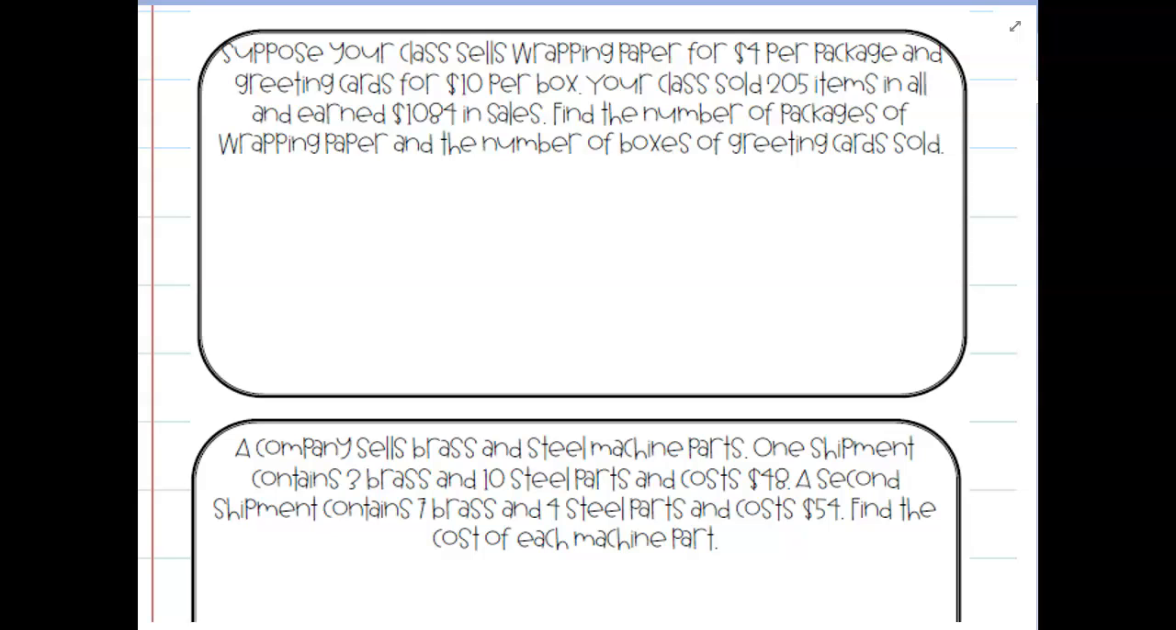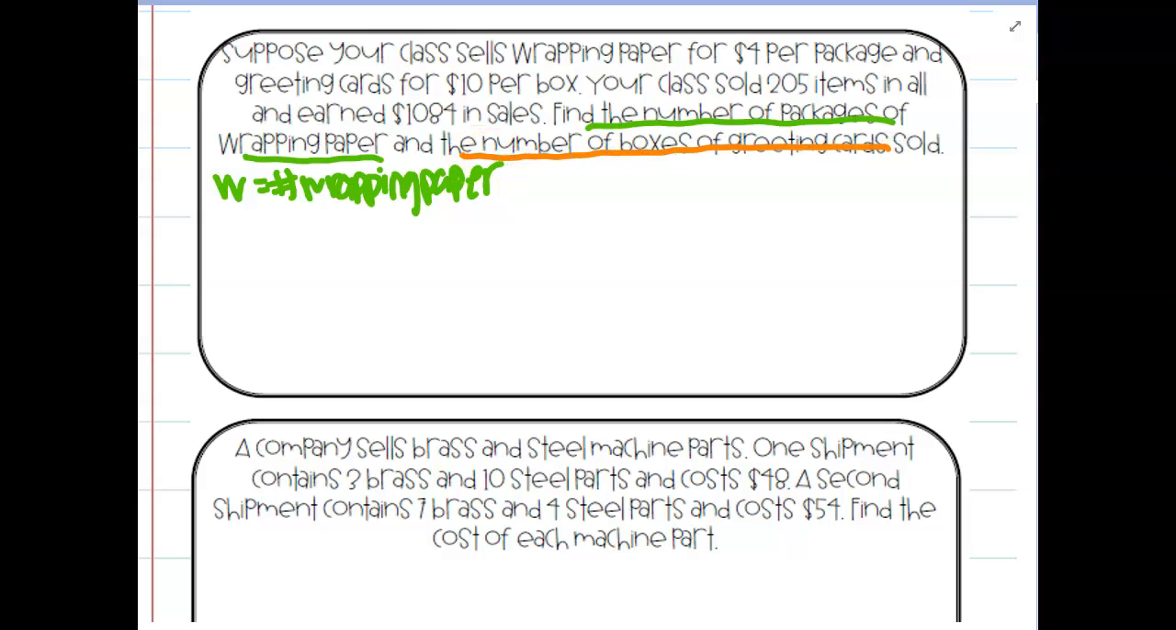Now, if you want to use X and Y, great. I like to be a little more creative, and I might do W for, and let's be specific here, number of packages of wrapping paper. That's the first thing we're going to do. And the number of boxes of greeting cards, so maybe I use C for number of greeting cards. That's the first thing you are going to have to do on your homework.